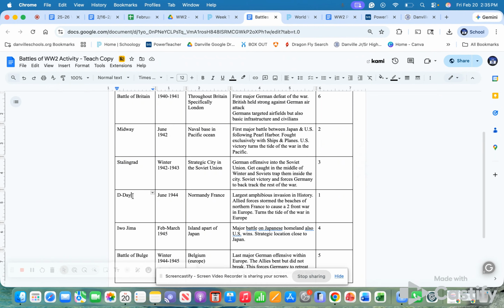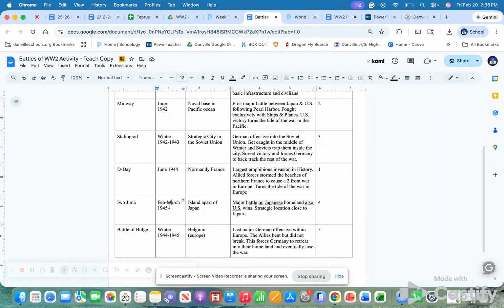All right, D-Day. If you know any battle from World War II, it's probably this one. This was the largest amphibious invasion in history, meaning we had American, British, Canadian, and other Allied forces storming the beaches of Normandy, France. This takes place in June of 1944. This really turns the tide of the war in Europe because it was a very successful invasion, and it's going to force the Germans to backtrack now on the Eastern Front and the Western Front. So their control of Europe is slowly shrinking by the day.